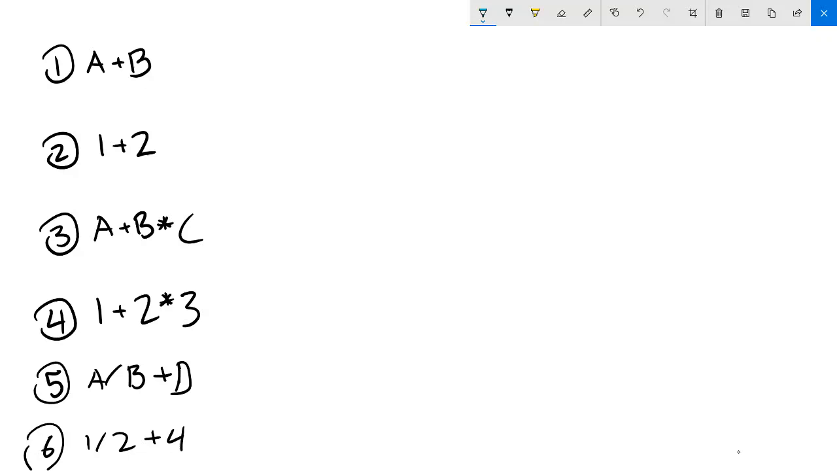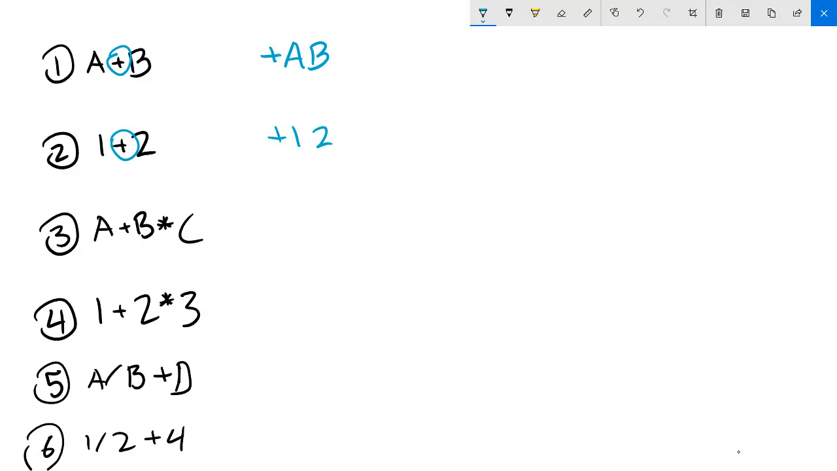Alright, my first problem is a plus b. Again, this right here is the operator, and I need to move it in front of what it is operating on for prefix. So my answer would be plus a b. Now this one, 1 plus 2, again, this is also the operator, and I'm just going to move it in front. Plus 1, 2.